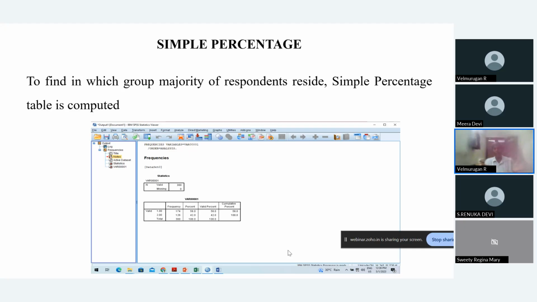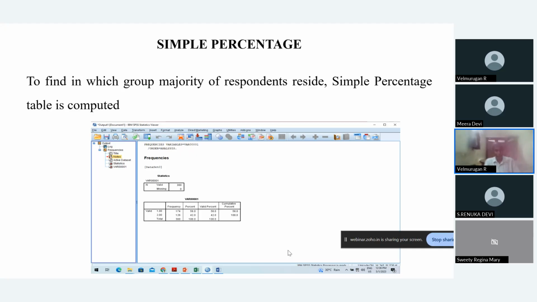When the percentage is more than 50, we can make use of the word majority. If the percentage is less than 50, instead of using the word majority, we can make use of the word most. So for this example, as the male percentage is more than 50, we can infer that the majority of the respondents belong to the male category. Okay, this is about the simple percentage.